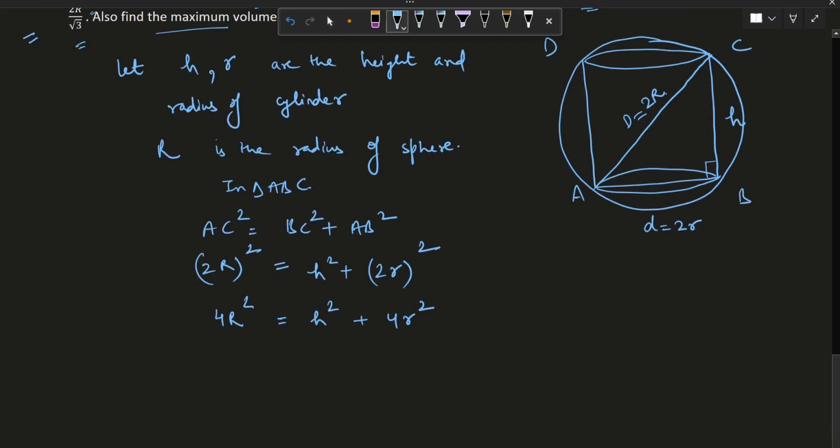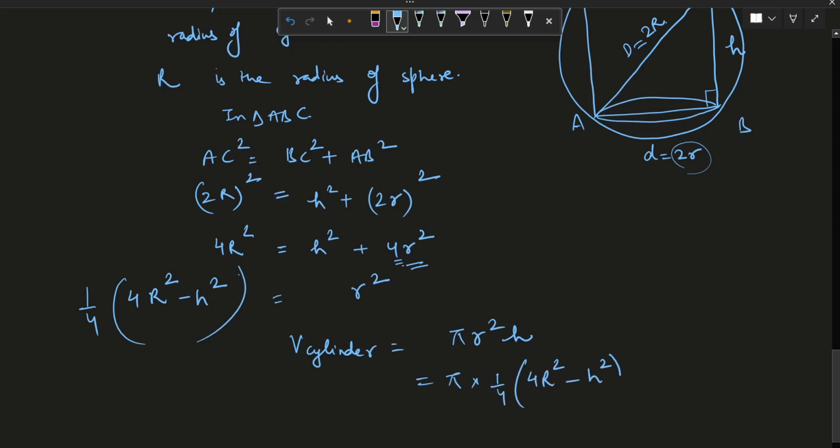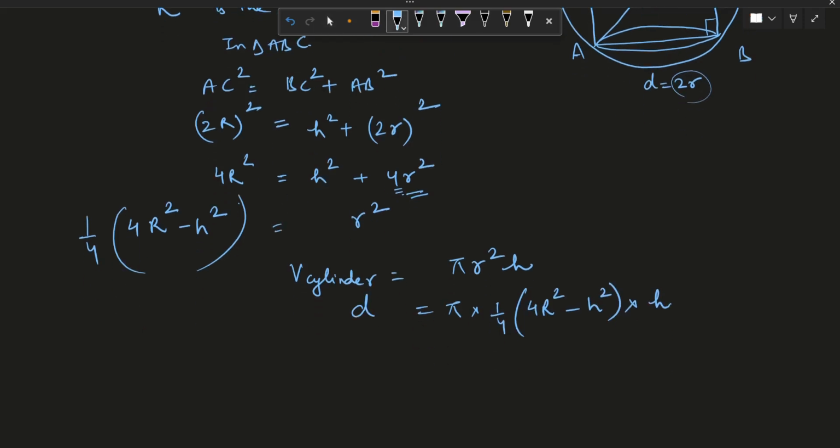Now again, same thing I'll do. I'll take the radius of the cylinder in terms of the radius of the sphere. So from here, I'll say r square is 4R square minus h square, and by 4, this 4 is also there. I just did transposition. Now volume of cylinder formula is what? Pi r square h. r square, what I wrote? 1 by 4, 4R square minus h square into h. This is V, not D, sorry.